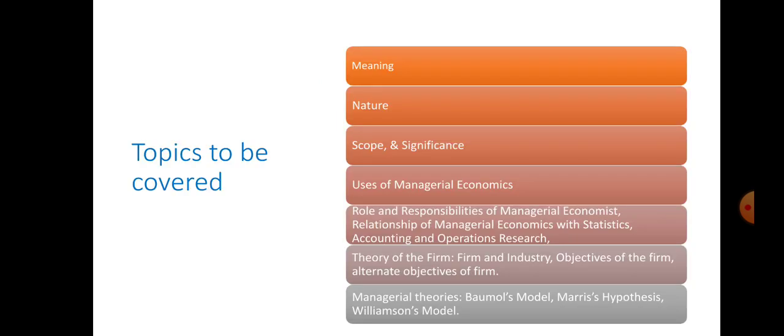Now coming to the first unit, introduction. In this unit we will be discussing the meaning, nature, scope and significance, uses of managerial economics, role and responsibilities of the managerial economist, relationship of managerial economics with statistics, accounting, operations research, theory of the firm, difference between firm and industry, objectives of the firm, alternate objectives of the firm, then managerial theories. Here we will be discussing the different theories: Baumol's model, Marris's model and Williamson's model.